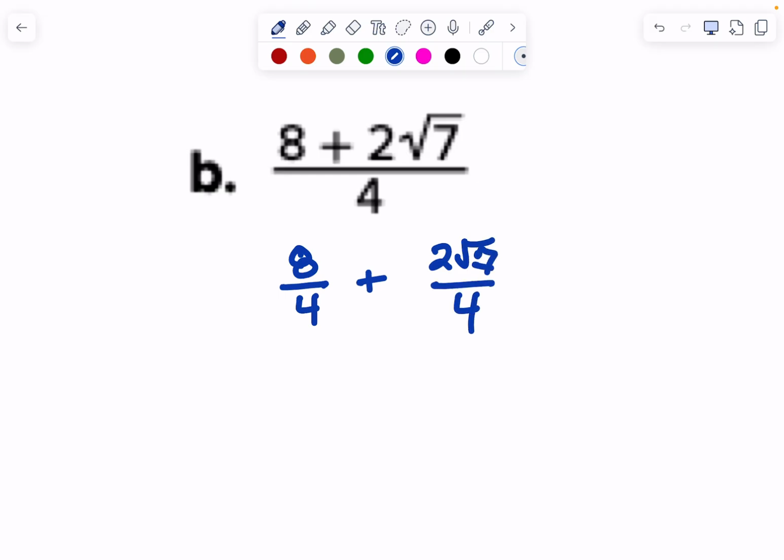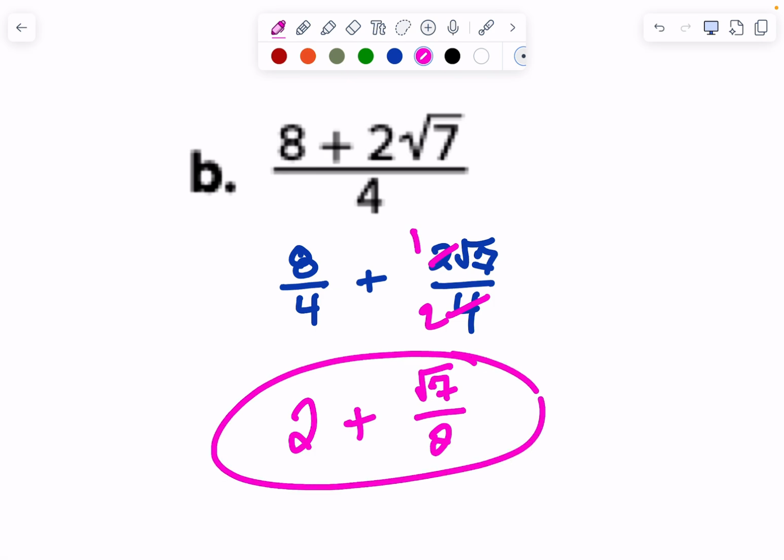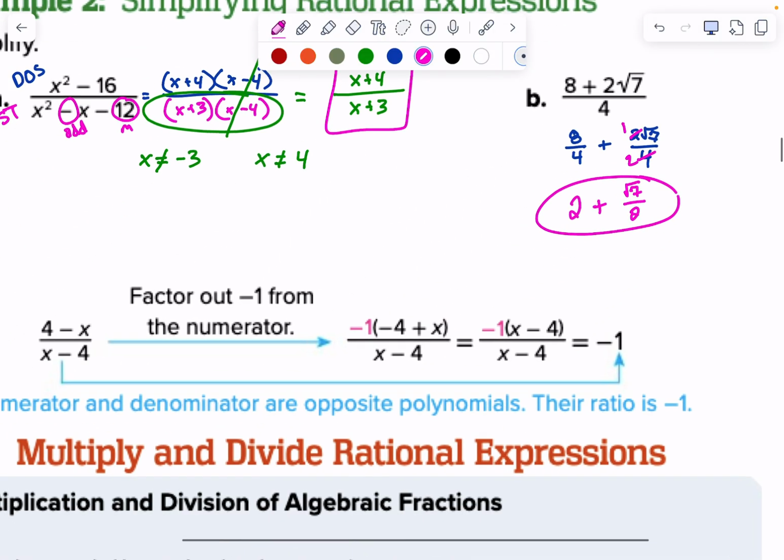So can we just pull the 4 out? Multiply everything by 4? No. What's 8 over 4? 2, plus the square root of 7 over 2, because this becomes a 1 and that becomes a 2. That's what they want, right? You're reducing, you're simplifying, right? That's kind of silly. Okay? Make sense? Kind of? That was weird. There's not even any variables there, right?